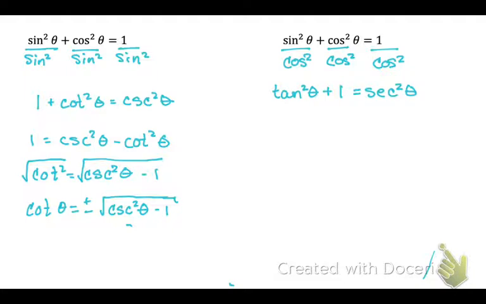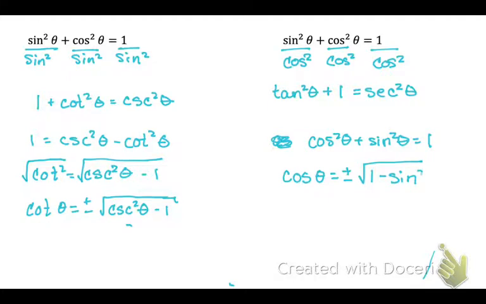Could I do the same manipulations with cosine squared plus sine squared equals 1? Yes? You notice I put cosine squared plus sine squared. Does it matter which order they're in? No, because it's addition, correct? So if I wanted just cosine in terms of sine, I'd have to do the whole square root thing, right? I'm just manipulating it with the algebra that we already know.